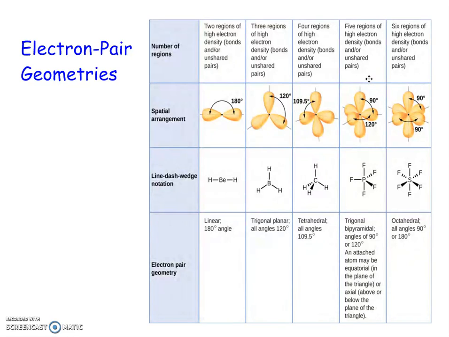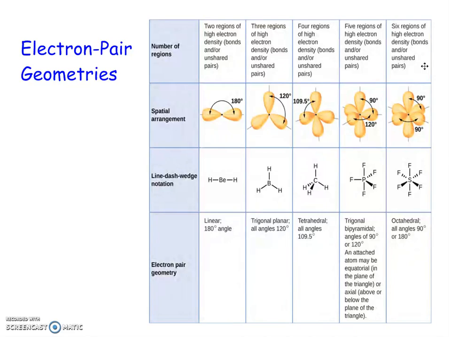If there are 5 regions of high electron density, then it's going to form what is called a trigonal bipyramidal shape. And you've got this axis here, which is linear, so there's a 90-degree angle here and a 90-degree angle going down to the bottom, combined with this trigonal planar feature, so 120 degrees between each going around in the equatorial direction.